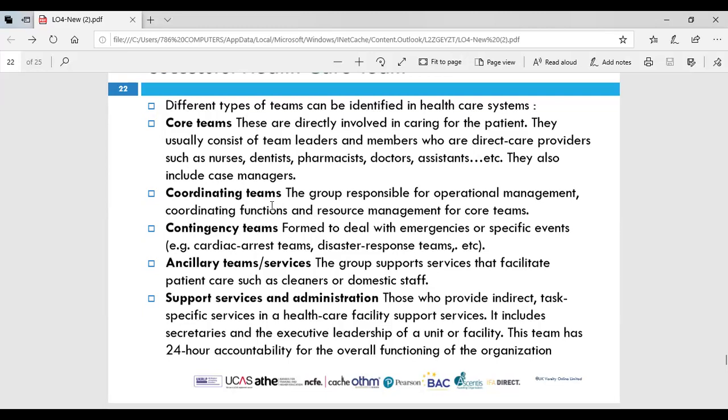Then you have coordinated teams, people who work in coordination. So they're a group responsible for operational management, coordinating function and resource management for these core teams. Then you have the contingency teams that are formed to deal with emergencies or specific events. So you should have these contingency plans and contingency teams, like the cardiac arrest teams, disaster response teams. Any contingency team that you can think of, any example? Any other team that you can think of that could be a part of the contingency team?